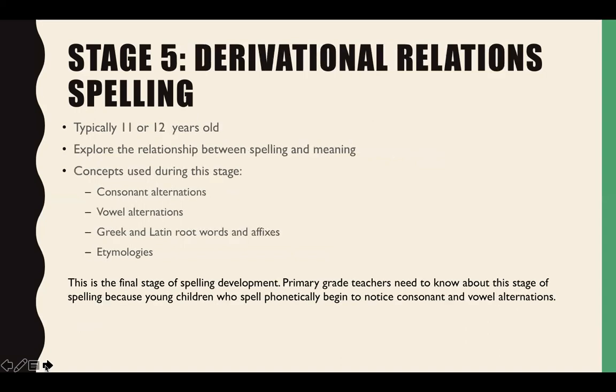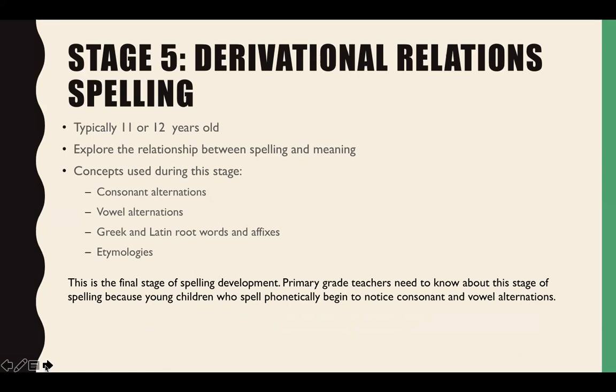So by stage 5, typically an 11 or 12-year-old, remember, there are going to be some third graders who are in this stage. Derivational relations spelling. They explore the relationships between spelling and meaning. They're understanding consonant alternations, vowel alternations, Greek and Latin words and affixes, etymologies. So this is the final stage of spelling development.